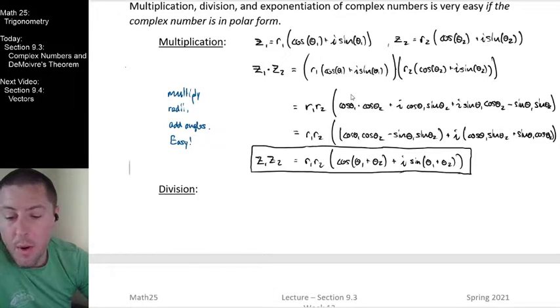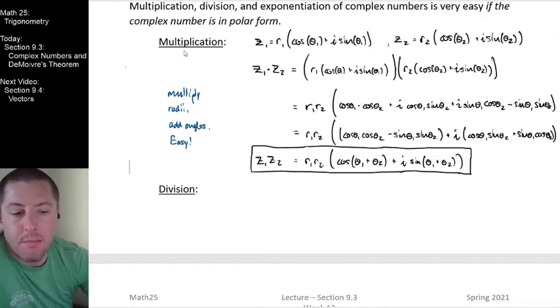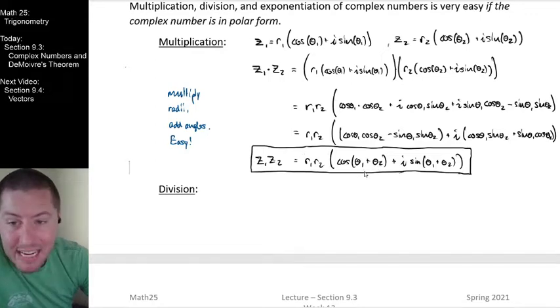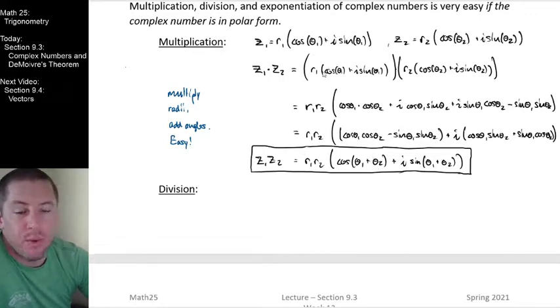Now, what's going to go on with division out here? I think that you should make a guess. If when we multiplied together two complex numbers in polar form, we multiplied their radii and we added their angles, then what do you think we're going to get if we were to do this whole process with a division instead?